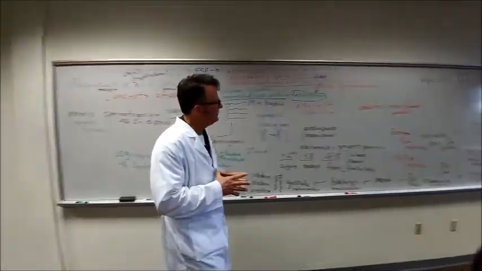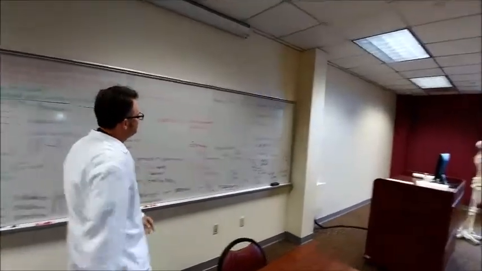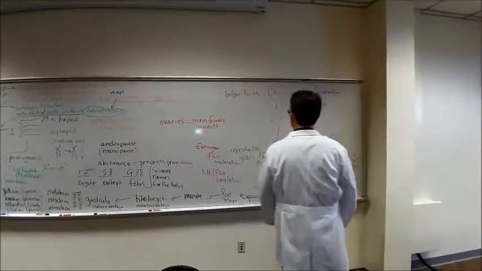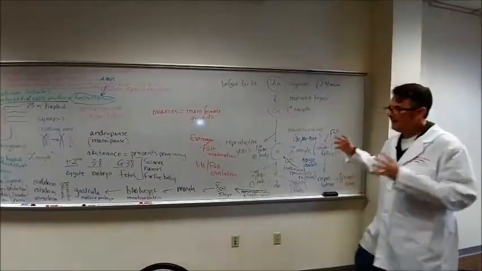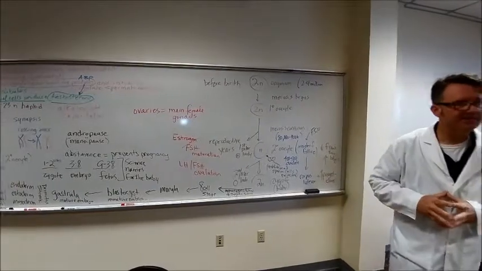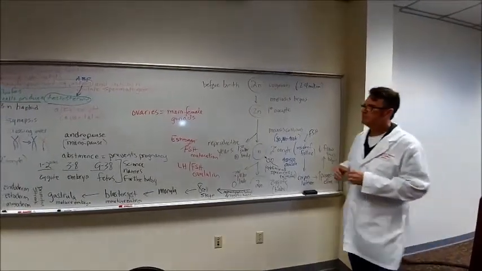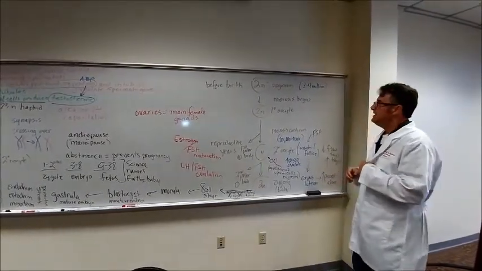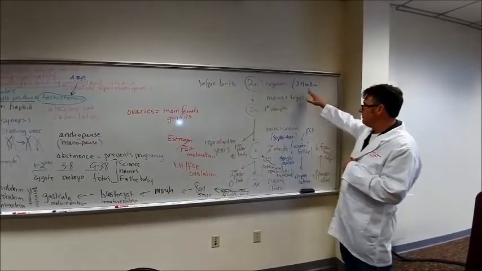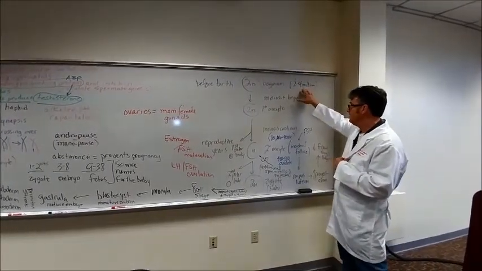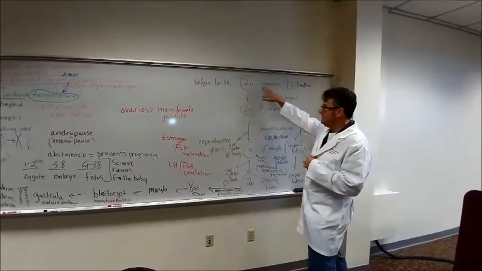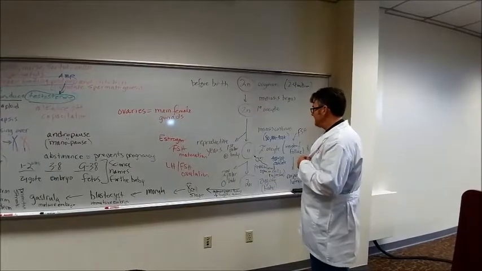Let's go over to this side of the board for just a minute. Remember that ovaries are the main female gonads. I think that meiosis in the female is very intriguing, and I hope that I can articulate this the way I want to. Remember that before birth, the little girl has 2 to 4 million eggs in her body, and these are all 2N.